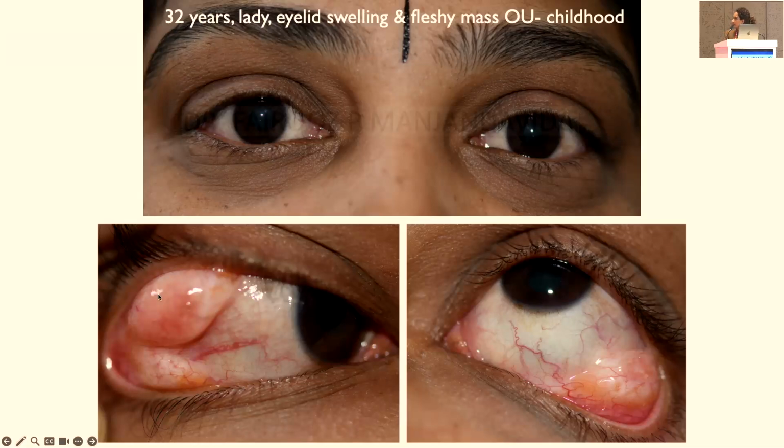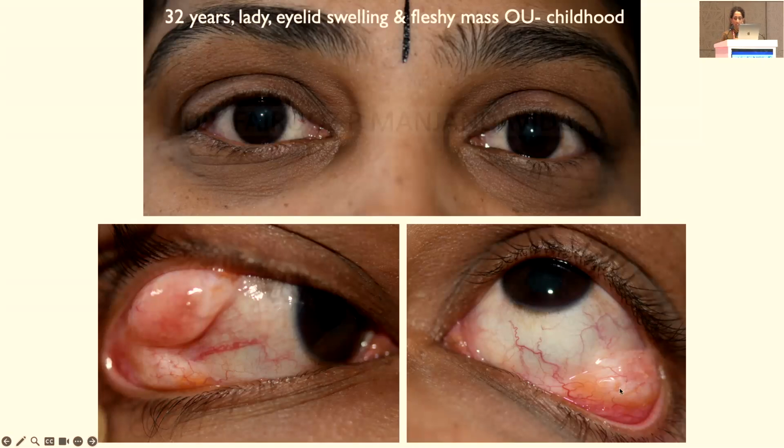What do you see there? Here, some amount of dermal appendage. This is actually a hair coming out. Dermolipoma, right? We have been taught in our textbooks that dermolipoma is in the superotemporal fornix. Need not be. We always thought it's unilateral and unifocal, but it can be bilateral, it can be multifocal.